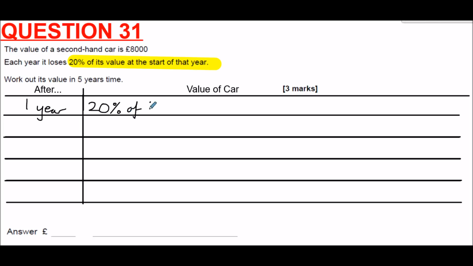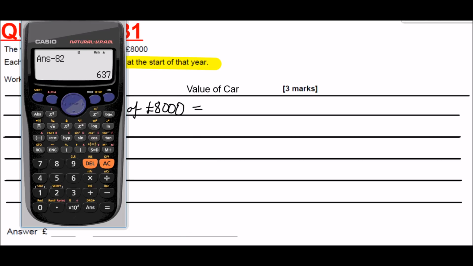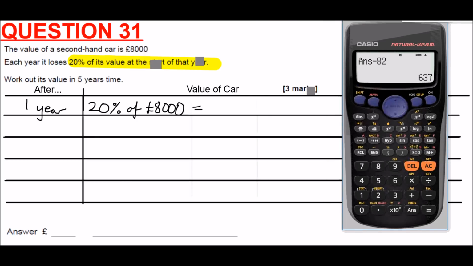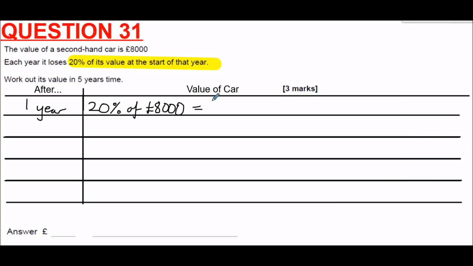So first of all, 20% of £8,000 we can work out on the calculator. 20% means 20 out of 100. So just typing it into the calculator as a fraction, because percentage means out of 100. 20% of 8,000 gives us £1,600. That's what it loses. It doesn't become 20% of its value, it loses it.